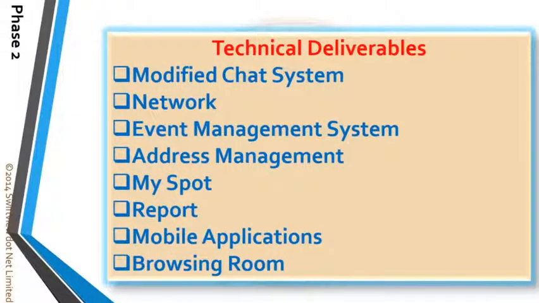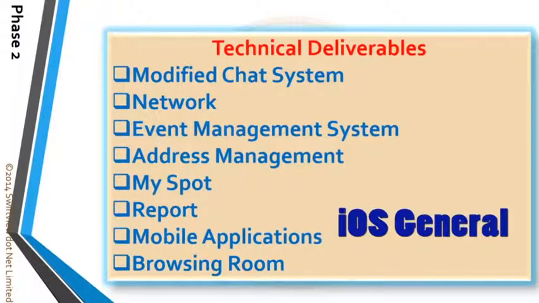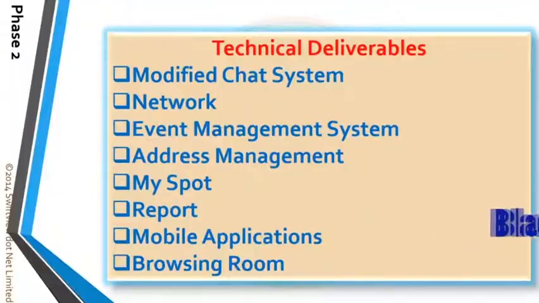Mobile applications. At this stage, we will make the platform and indeed all the features available across all mobile platforms. This include Android, iOS General, Windows, and BlackBerry. Browsing Room. This is another feature we are introducing during this phase. This unique feature is designed to work as a mobile cookie. It will enable users to add certain website links to their browsing room, irrespective of whether they are using the same system. With this, it will be easier for users to recall certain links they stumbled upon at any time.